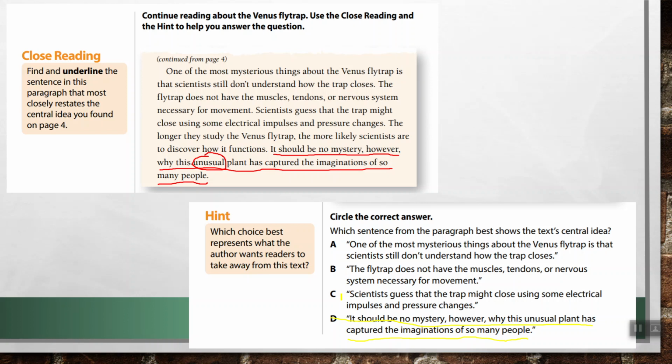And then C. Scientists guess that the trap might close using some electrical impulses and pressure changes. Again, this sentence is a hypothesis or a guess about the plant's trap. But it's not the central idea, the one thing the author really wants us to understand when we're done reading the passage. So D makes the best sense because the author wrote the entire passage for us to understand that the Venus flytrap is an unusual plant that has captured the fascination of so many people.